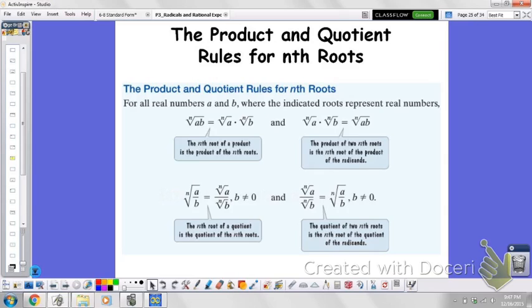So looking at the product and quotient rules of the nth root, it is the same thing as the square root. You are allowed to multiply numbers underneath roots if they have the same root. And you're allowed to do the reverse of that. And you're also allowed to split up the division in the reverse of that.